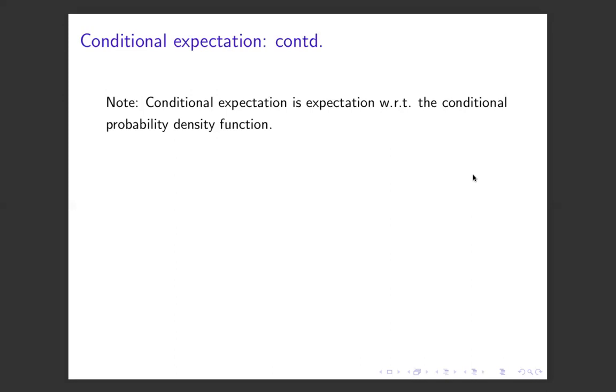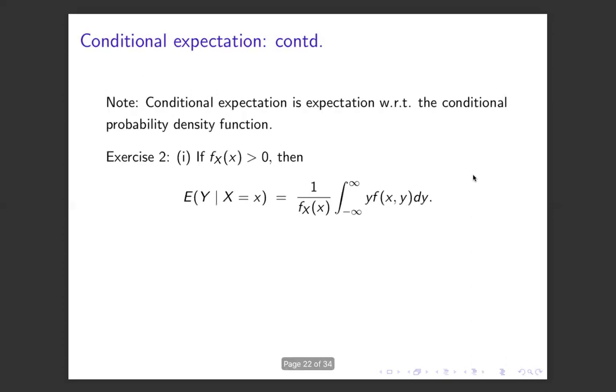So as we have seen in the previous thing, conditional expectation is expectation with respect to the conditional probability density function. Now this is a small exercise. If the marginal of x at little x is strictly positive, then you can easily see that the conditional expectation of y given x equal to little x is this.